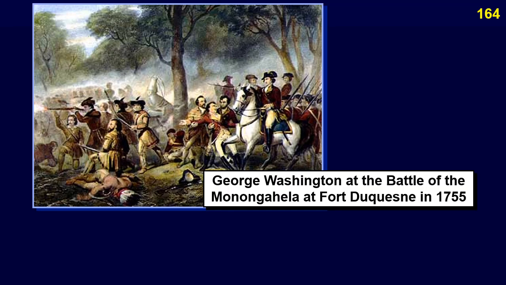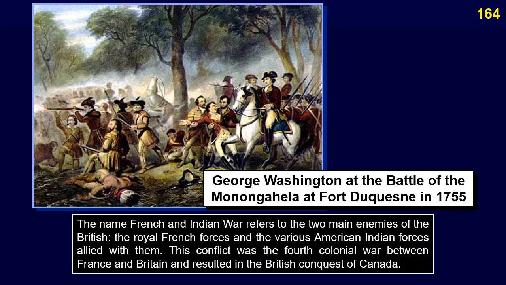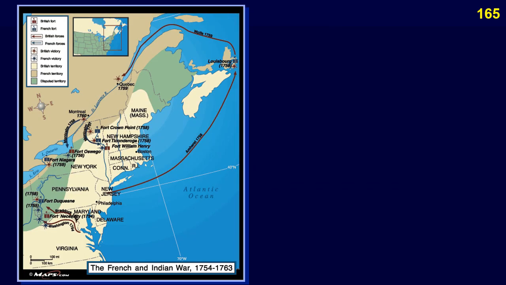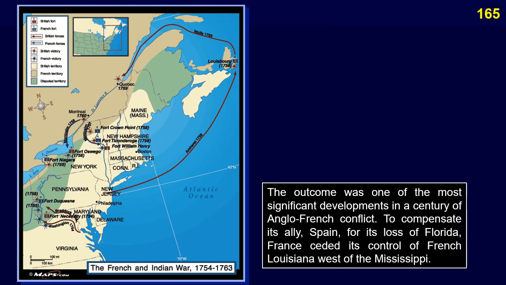The name French and Indian War refers to the two main enemies of the British, the Royal French forces and the various American Indian forces allied with them. This conflict was the fourth colonial war between France and Britain, and resulted in the British conquest of Canada. The outcome was one of the most significant developments in a century of Anglo-French conflict.